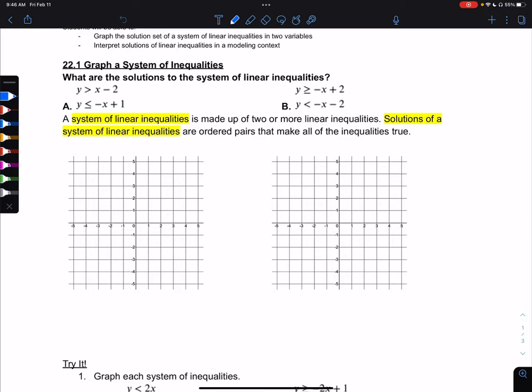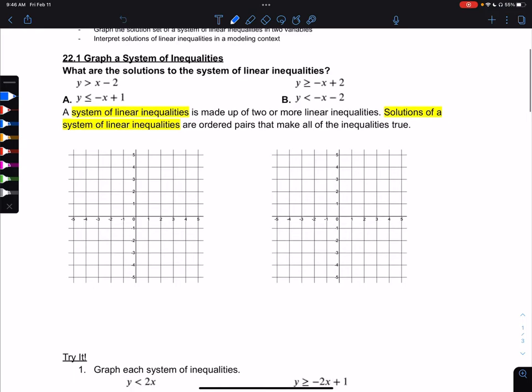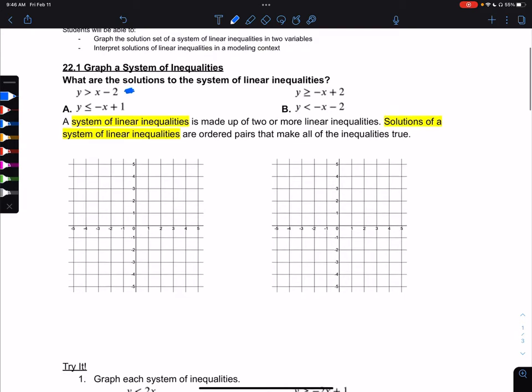Okay, so we'll start with the first one. We're going to look at y is greater than x minus 2. I'm going to put this one in blue. So here, remember we start with our y-intercept, which in this case would be -2. We then have a slope of 1 over 1. So I would rise 1, run 1, plot my second point. It's just greater than, there's no equal bar, so I'm going to use a dotted line for this specific inequality.